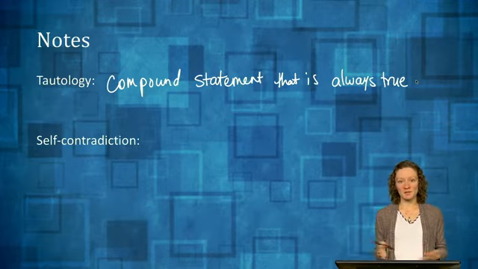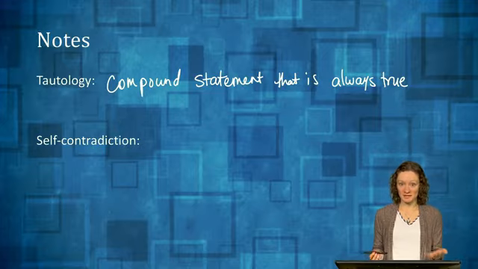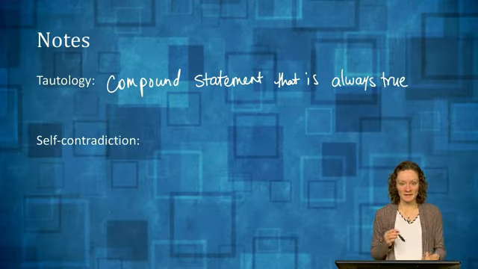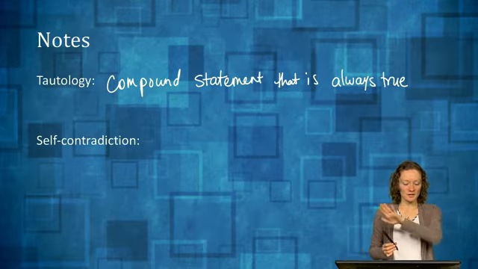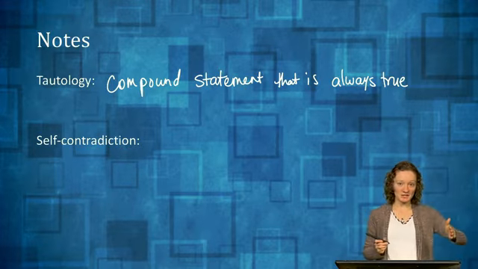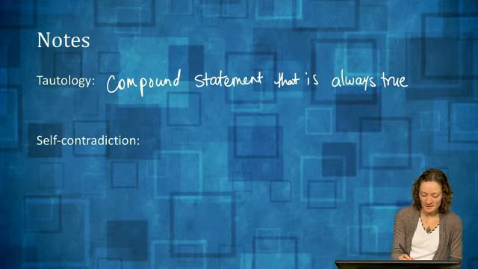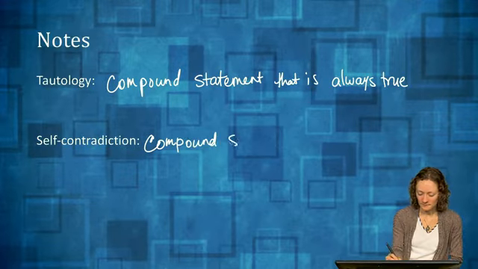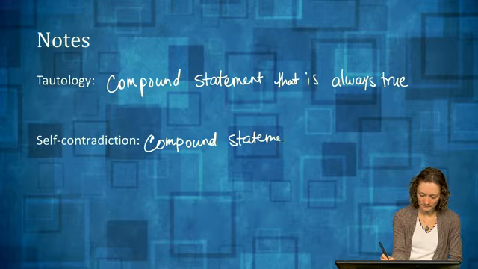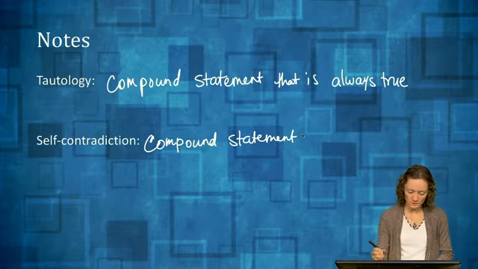So essentially, it's just something we'll look at the end to see, is there something special about this statement? Is it a tautology? And then self-contradiction, tautology is one end of the spectrum, it's always true. Self-contradiction is the complete opposite end of the spectrum. It's a compound statement that is always false.